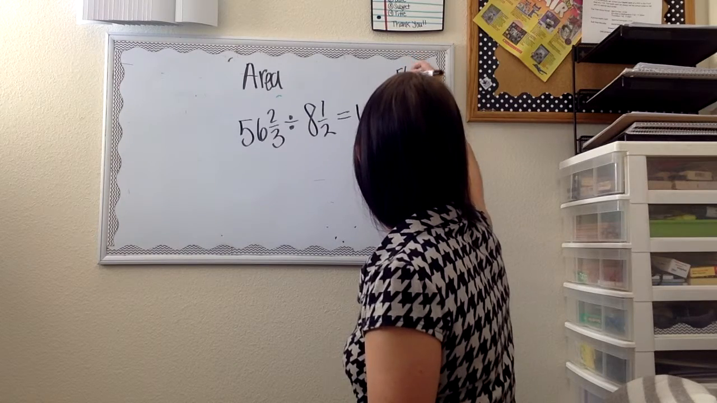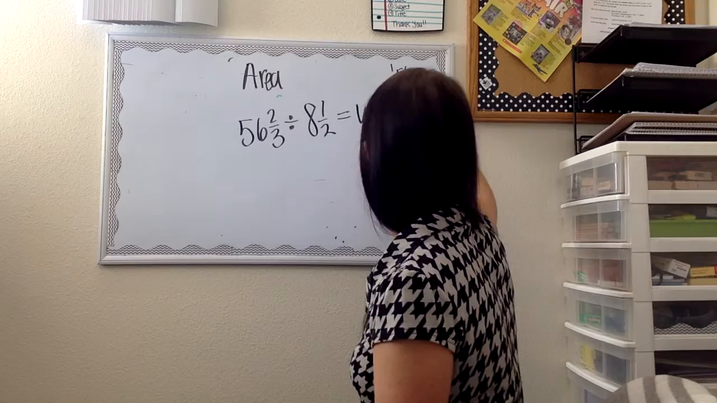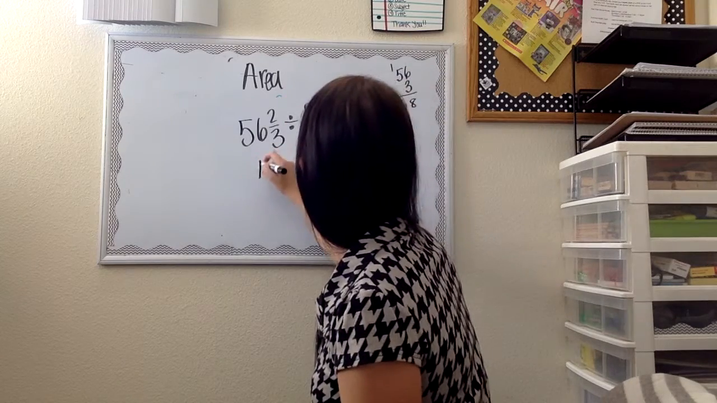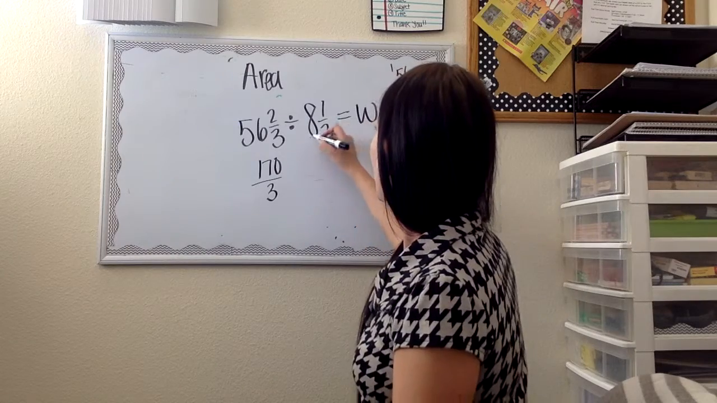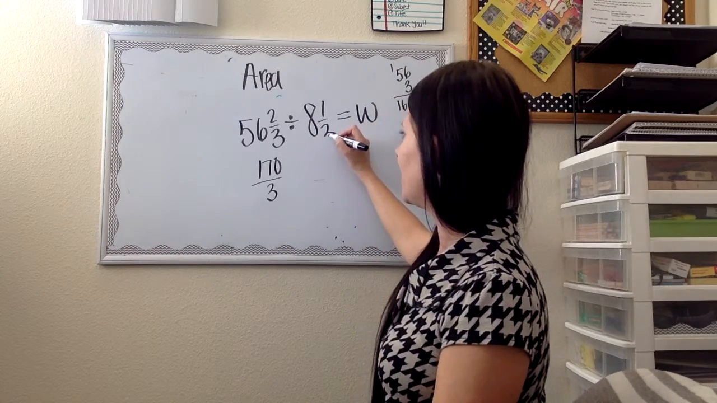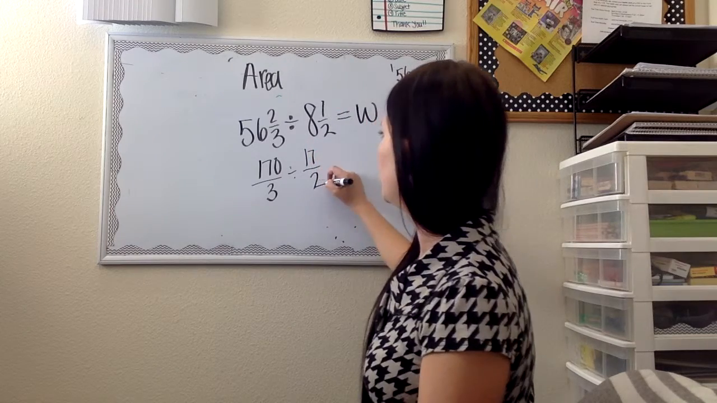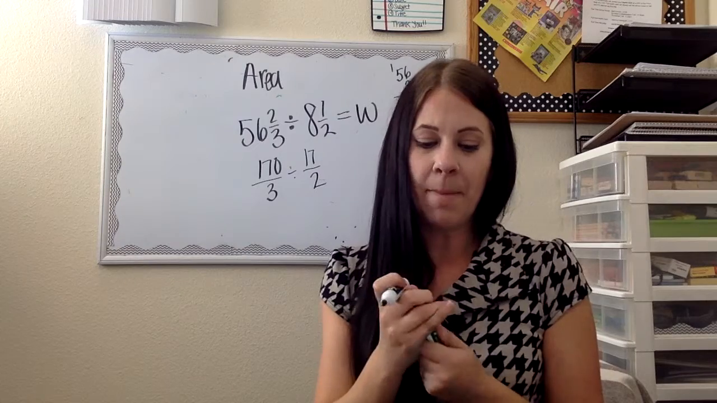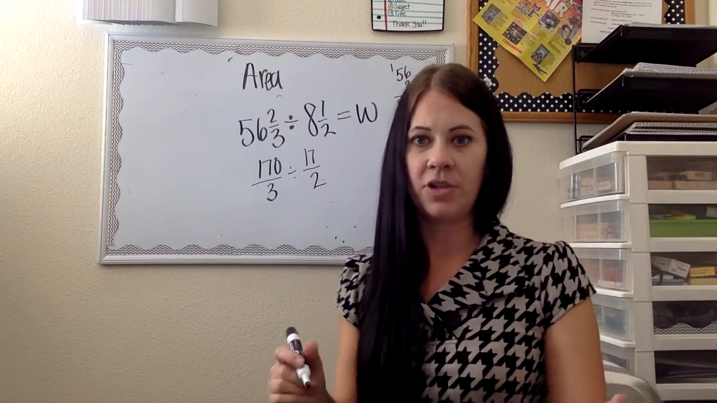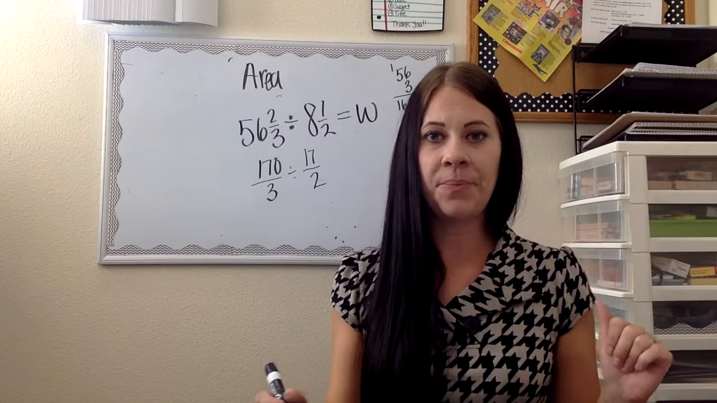So, 56 times 3 is 168, plus 2 is 170 over 3. And then 8 times 2 is 16, plus 1 is 17 over 2. Okay, so we have turned them both into improper fractions. Now, what do we do next? Look at your notes if you need to.